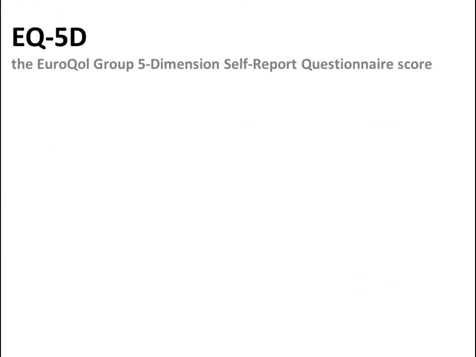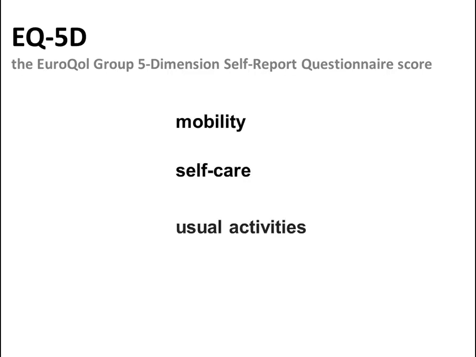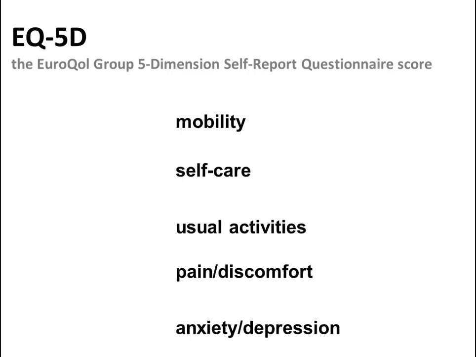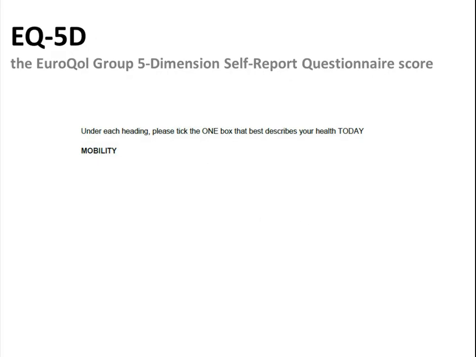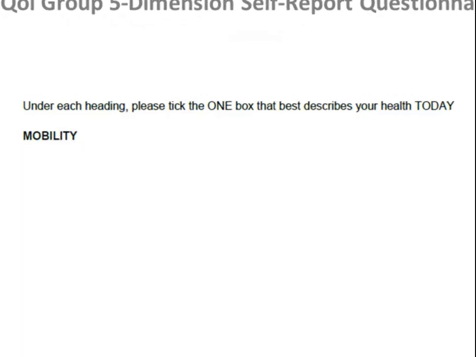An indirect way to estimate utilities is to use the EQ5D. This questionnaire consists of 5 dimensions: mobility, self-care, usual activities, pain/discomfort, and anxiety/depression. Within each dimension, the participant ticks the box that best describes his health today. Under mobility, for example, the participant chooses one of the following descriptions.